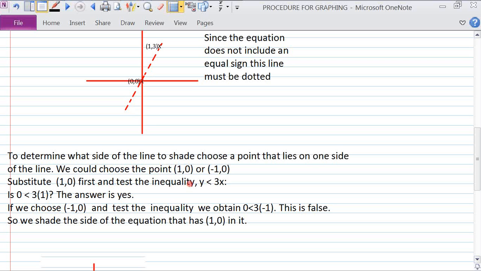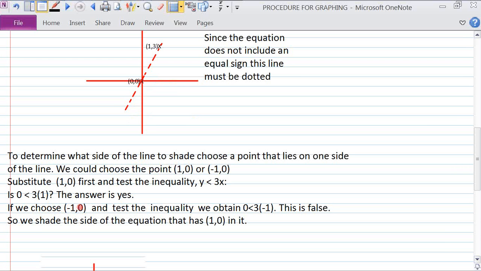And we're going to substitute it into the inequality. So we're going to substitute x is 1 and y is 0. Is 0 less than 3 times 1? In other words, is 0 less than 3? The answer is yes. So we are going to shade on this side of the line, because the test point worked with the inequality.